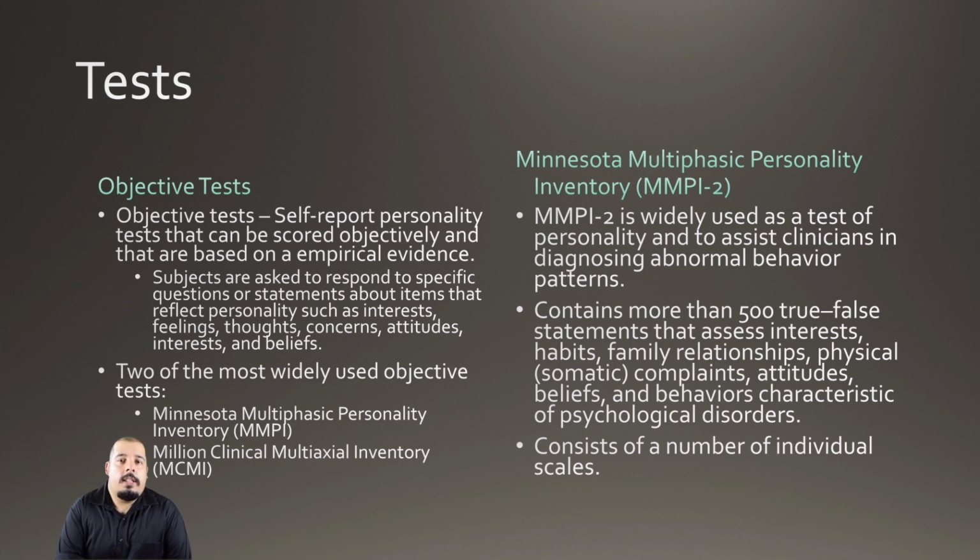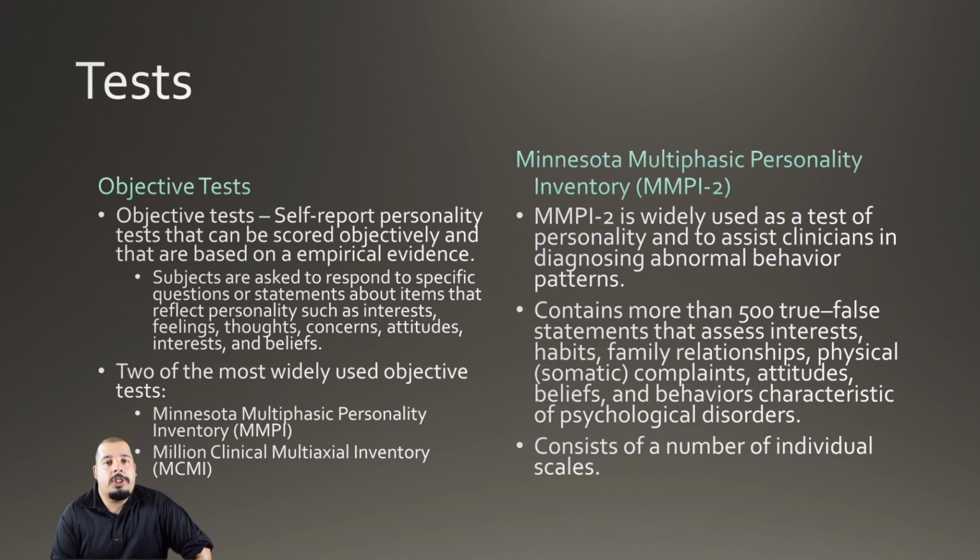The MMPI-2 is used to assess abnormal behavior and assist clinicians in diagnosing these disorders. It is a pretty long test too. It consists of 567 questions. Yikes. There are several individual scales scattered throughout the test that assess for various abnormal behaviors. There are security questions or validity scales in there as well to be sure that the client is paying attention to the test or trying to have a favorable or unfavorable results.